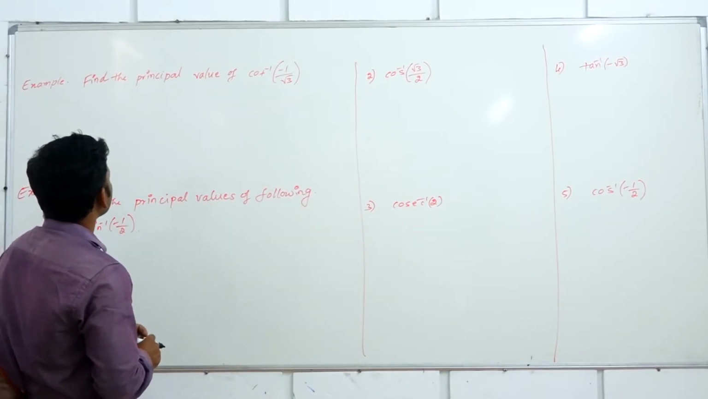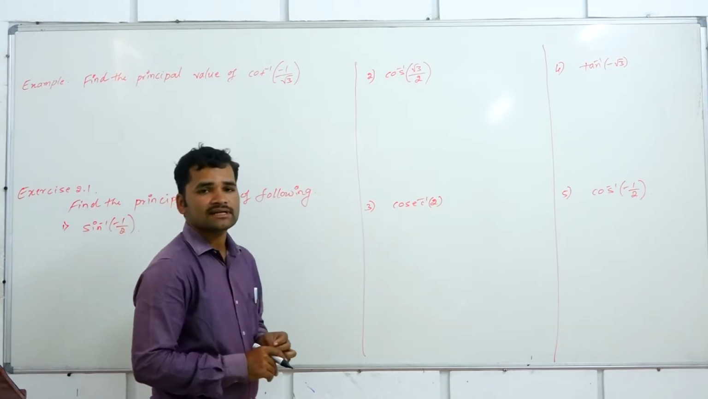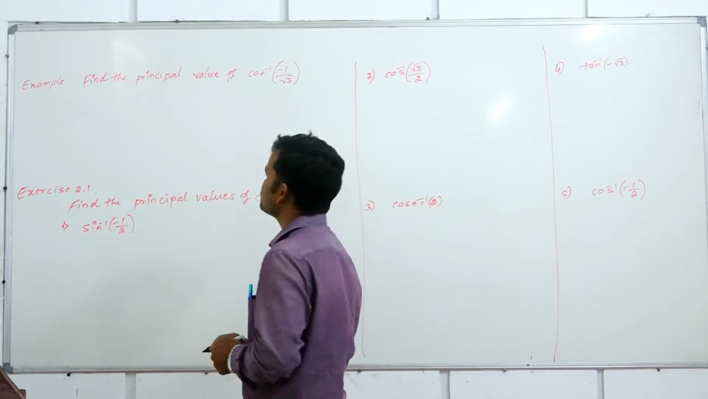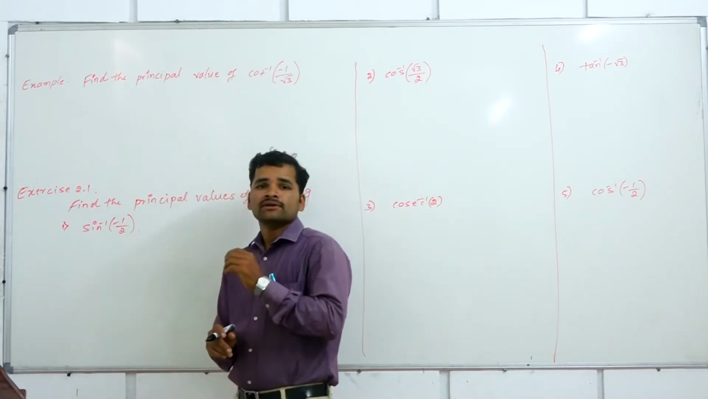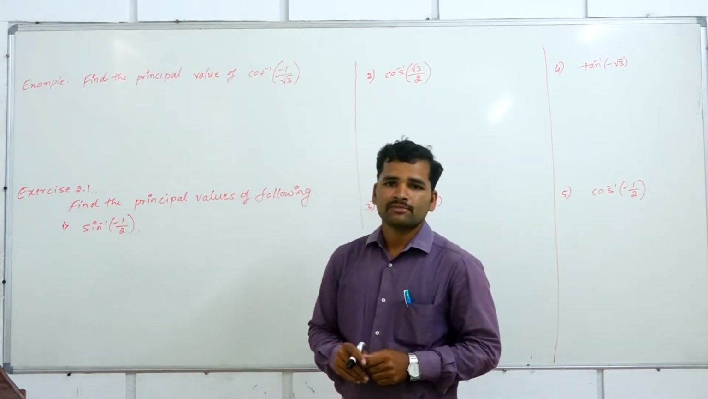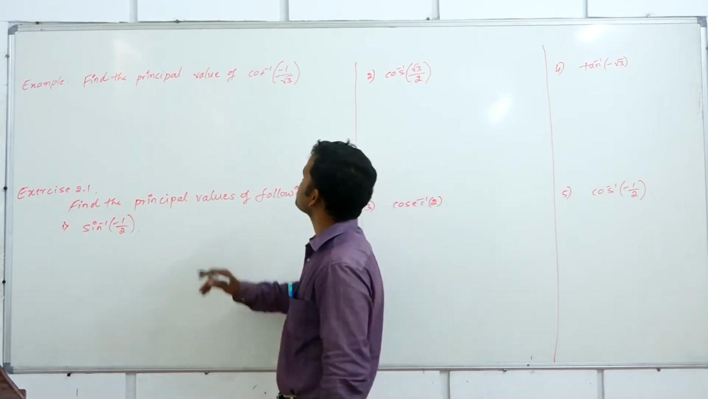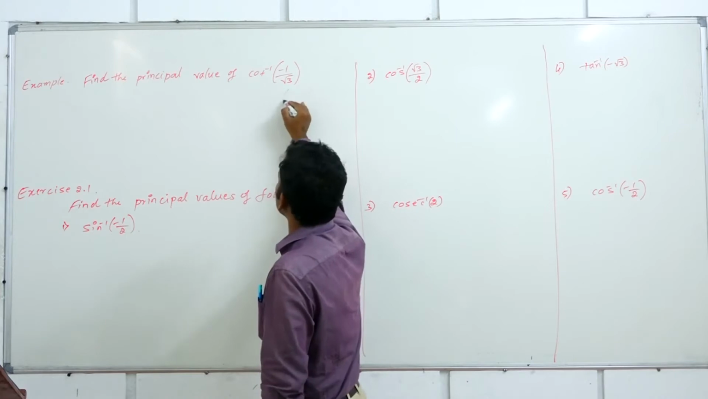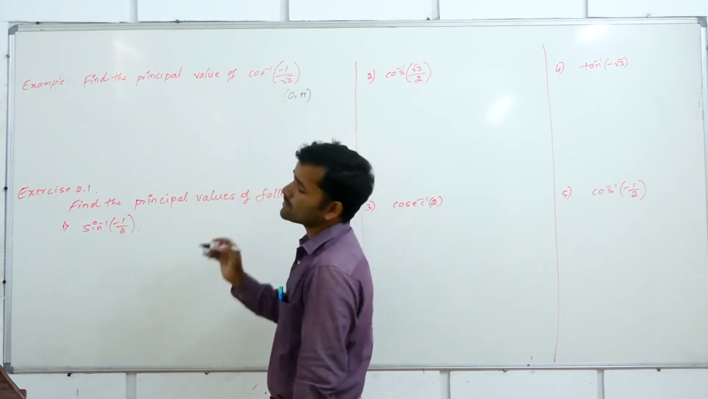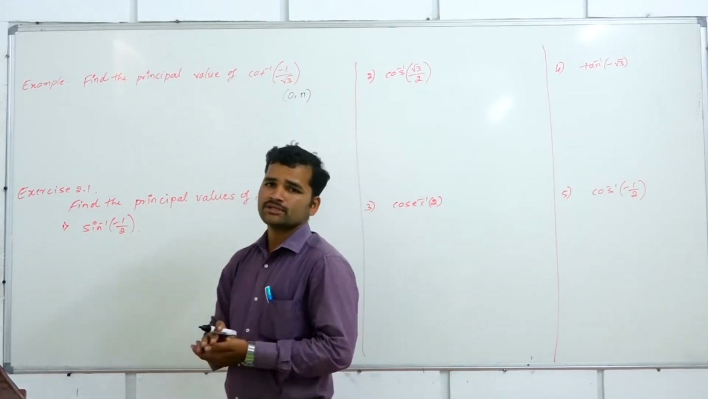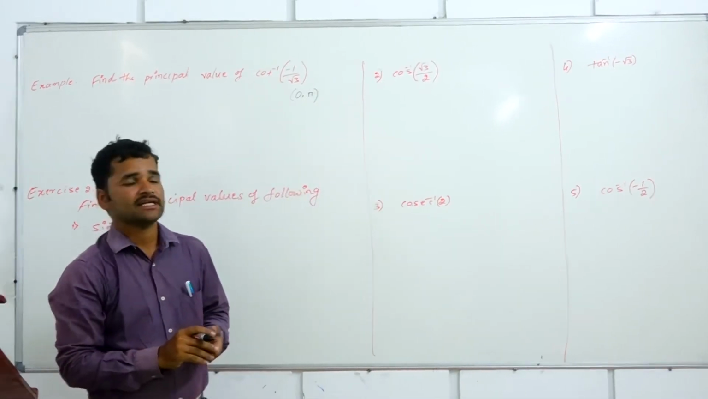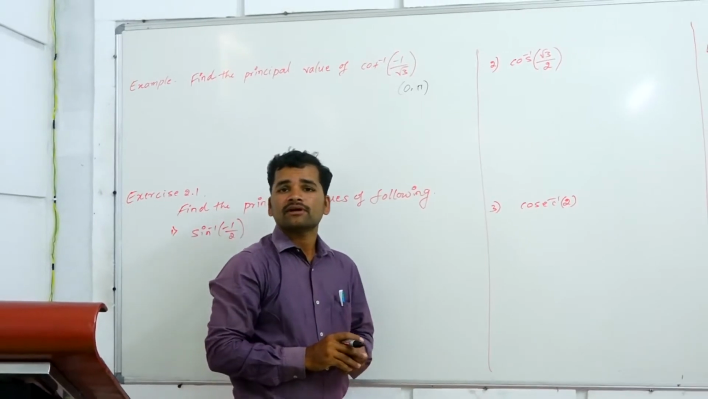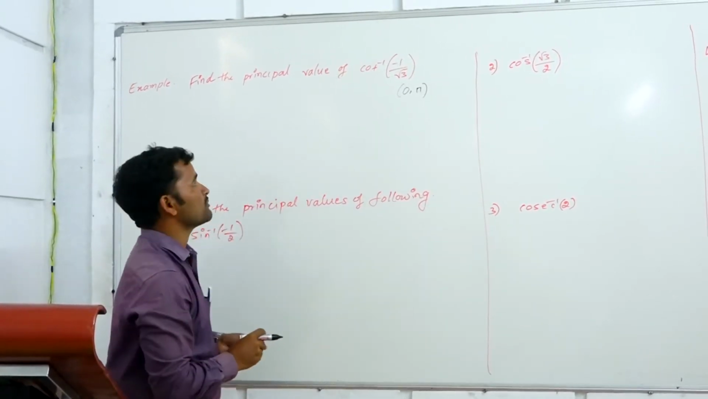One example is there. Find the principal value of cot inverse of minus 1 by root 3. First of all, before writing the value, you should write its principal value branch. What is the principal value branch of cot inverse? That is the open interval 0, pi, 0 to 180 degrees. Within that, I should write a value for cot inverse of minus 1 by root 3.